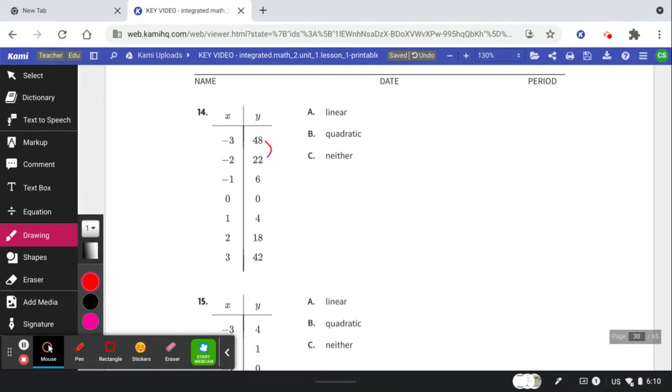Okay, this one is going from a 48 down to a 22. I'm going to actually pull out my calculator here. Where did I put it? Let's see what this one's going down by. So 48 minus 22 would be down 26, minus 6 is down 20, down 6, then up 4, up 14, and what's 42 minus 18? Up 24.